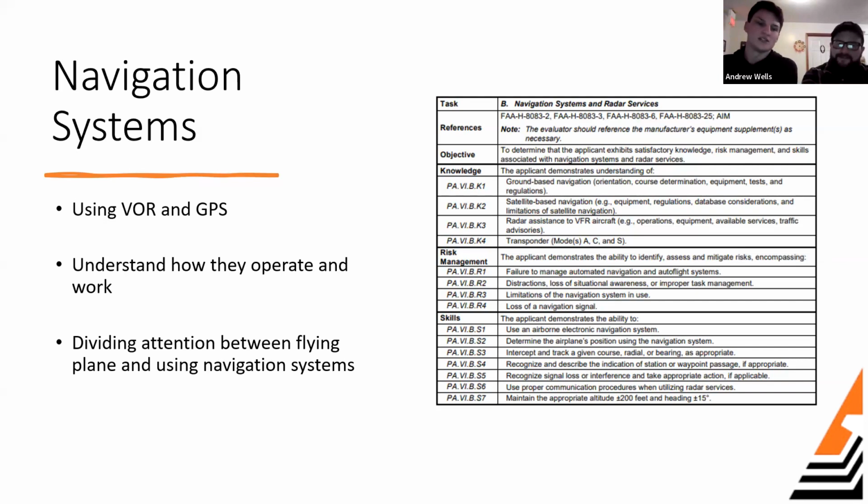Then we have some navigation systems. Using VORs and GPS, you want to understand how they operate and work. If I'm trying to use it and I have no clue, especially with the 430, you really have to focus on what you're doing with the 430. If you're just learning it in the air, your eyes are just on the 430, the plane's going down, it's climbing, it's in a turn. So you want to learn how to use this stuff on the ground.